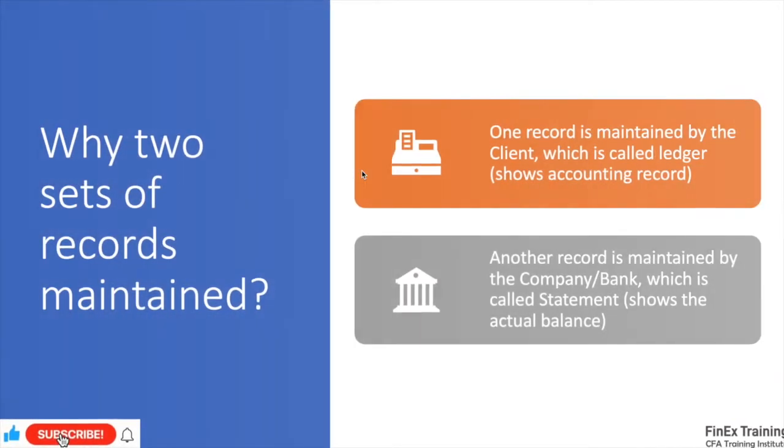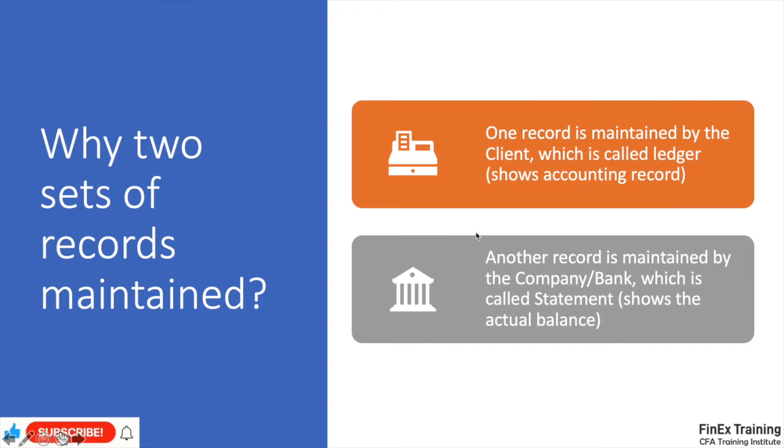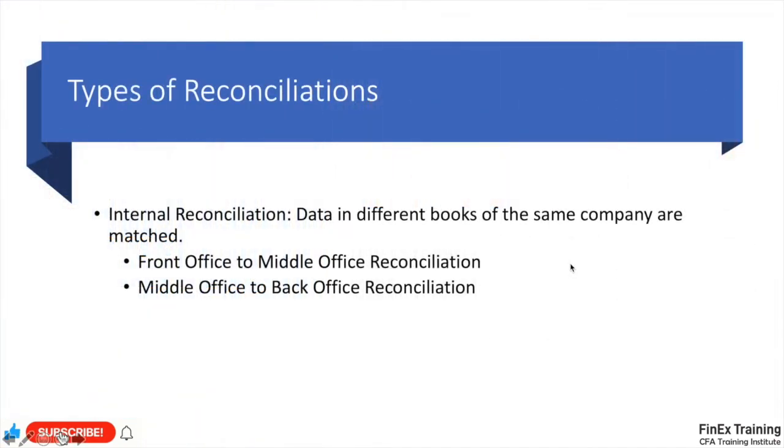Now, why are two sets of records maintained? Simple, because one is maintained by the client, which is called the ledger, which shows the accounting record. The other one is maintained by the company or the bank, which is called the statement, where the actual balance will be shown.